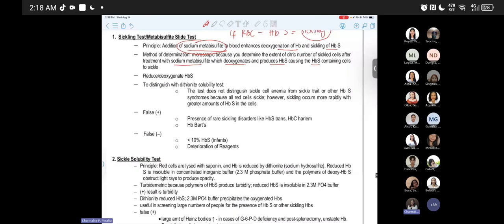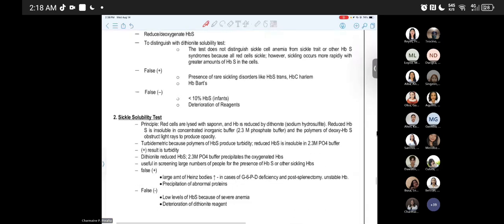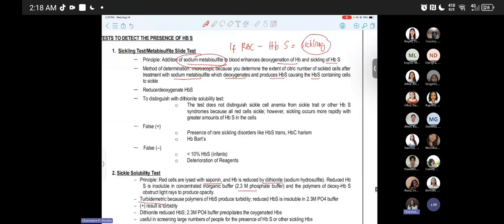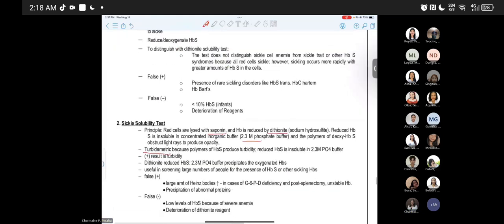Next, we have sickle solubility test. Red cells are lysed with saponin. Hemoglobin is reduced by dithionite. Reduced hemoglobin S is insoluble in concentrated inorganic buffer, 2.3 M phosphate buffer, and forms polymers. So ito, sa sickle solubility test, turbidimetric. Si sickling test, microscopic. Si sickle solubility test, turbidimetric. So if merong HbS, magkakaroon ng positive results sa turbidity.